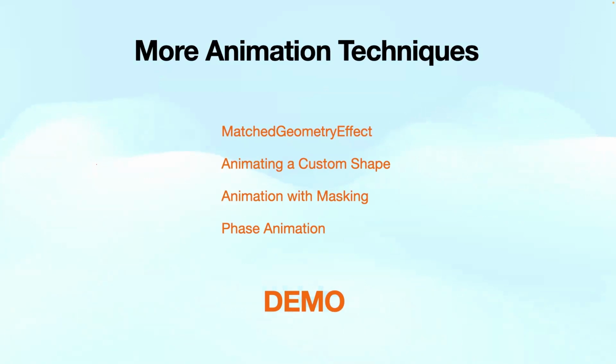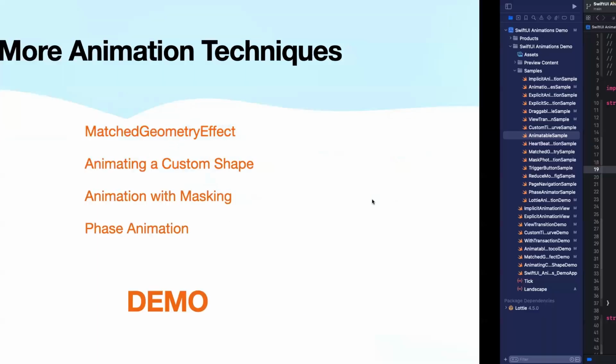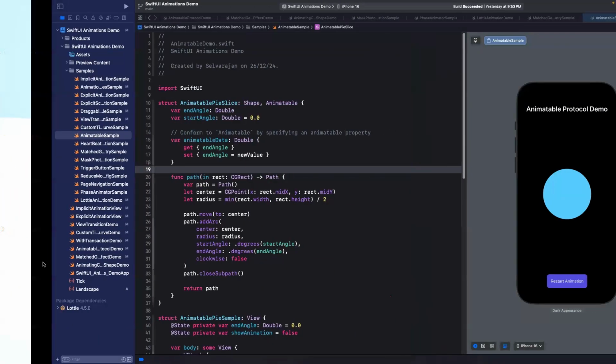The first one is the matched geometry effect. It's a kind of modifier to specify two different views to be considered as a single view, so that we can do some animations with that. So here we will have two different objects on the screen, and during the animation we transform one object into another by using this matched geometry effect. Let me show it in the demo.